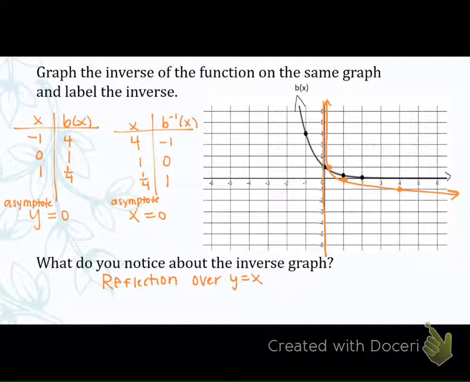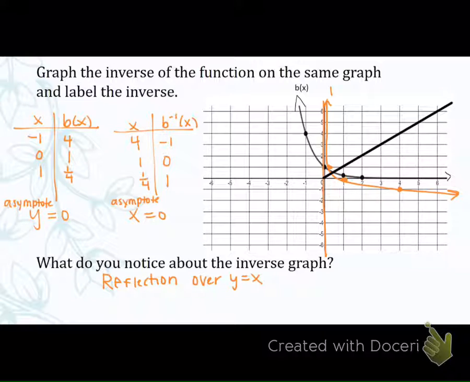Sorry, that did not turn out right. So y equals x is this line here. So this is b inverse of x, and this is y equals x. But if you were to fold your piece of paper over, do you see how these points would then line up? So it's a reflection over that line. So if you're reflecting over y equals x, that's why the asymptote also switches to an x equals. All right, let's look at the next one. Questions there so far?